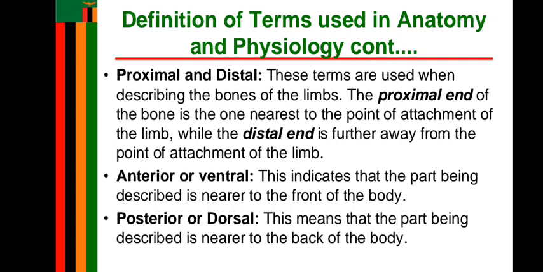Then we have anterior as well as ventral. When we say anterior, it indicates parts of the body that are nearer to the front, or found on the front part of the body. Such body parts we usually call anterior. The other name for anterior is ventral. Then posterior, the other name for posterior is dorsal. This means the body parts that are near to the back of the body. So all the body structures that are found on the back, we usually use words such as posterior or dorsal.